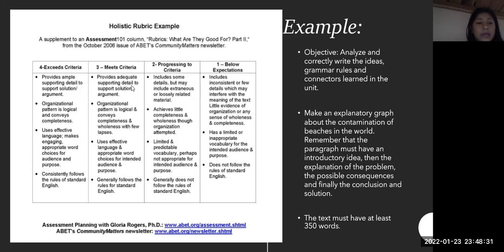And the rubric is: the student presents exceeds criteria. For example, it provides implemented support and details, support and solution, and argument about the contamination of the beach, and the consequences, the problems, and the effects. The points are 4.